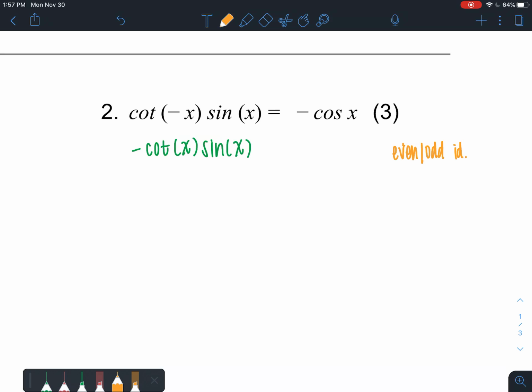I'm going to go ahead and rewrite cotangent as cosine over sine. So we have negative cosine x over sine x times sine x. And that was using the quotient identity for cotangent.